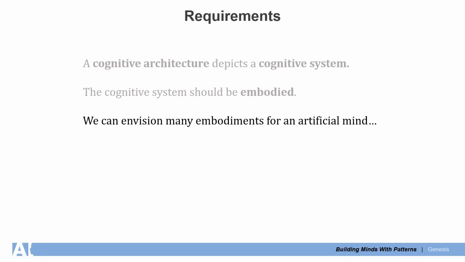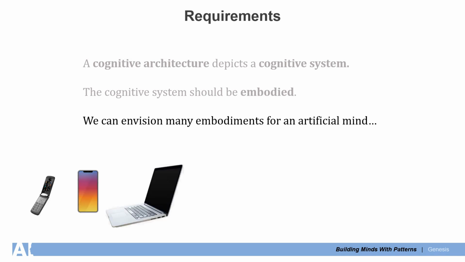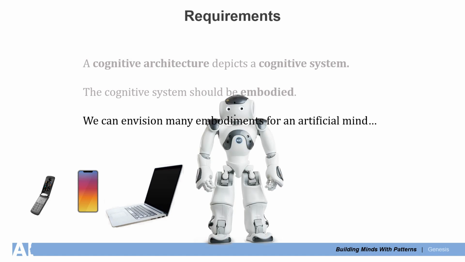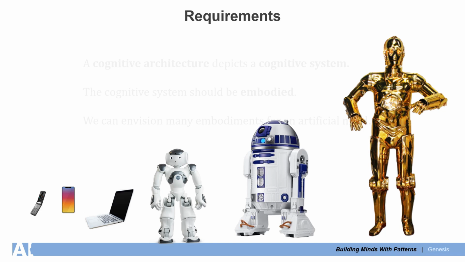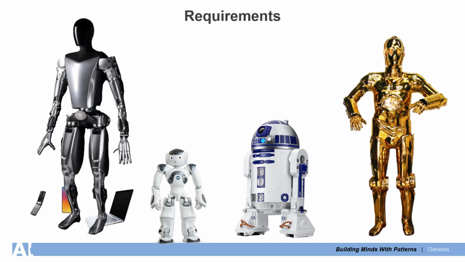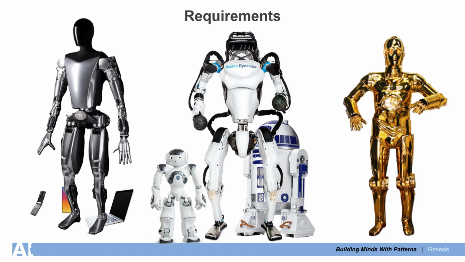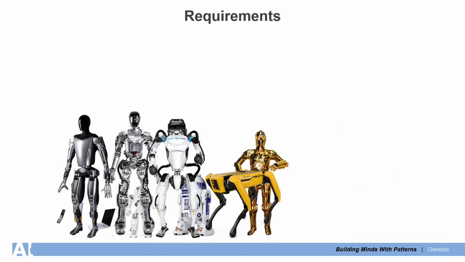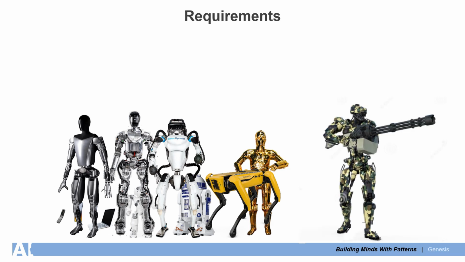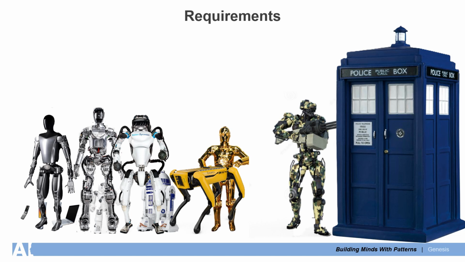We can envision many embodiments for an artificial mind. For example, a simple flip phone, or a more sophisticated smartphone, a laptop computer, an educational robot, R2-D2, C3PO, a Tesla robot, a Boston Dynamics robot, a quadrupedal robot, a Figure 1 robot, a Terminator robot with guns for hands, or maybe even a TARDIS space-time craft. That certainly has an artificial mind inside.